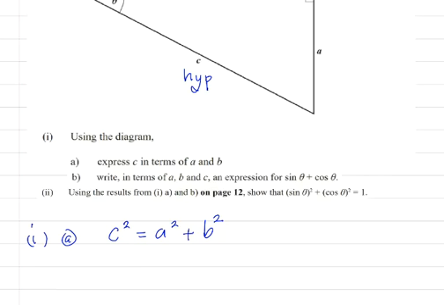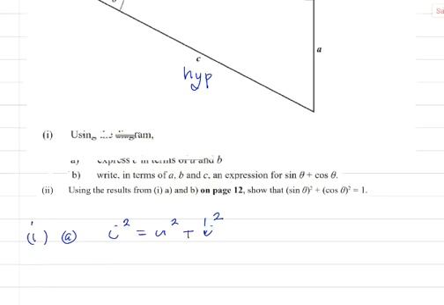Pythagoras theorem says that the square of the hypotenuse is equal to the sum of the squares of the other two sides. Therefore, C square is equal to A square plus B square. So that is the answer to (i)A. Now, (i)B says, write in terms of A, B, and C an expression for sine theta plus cosine theta.